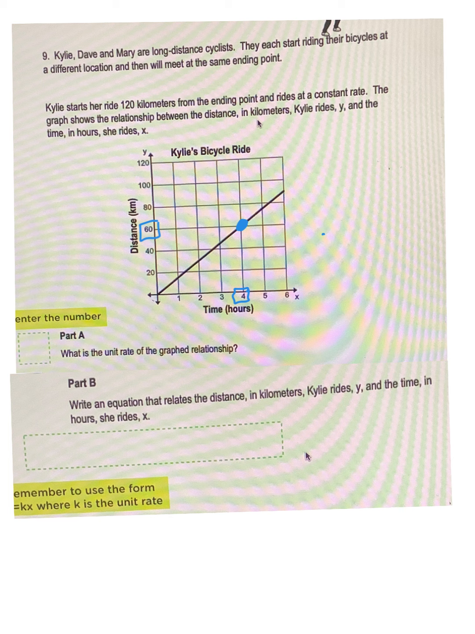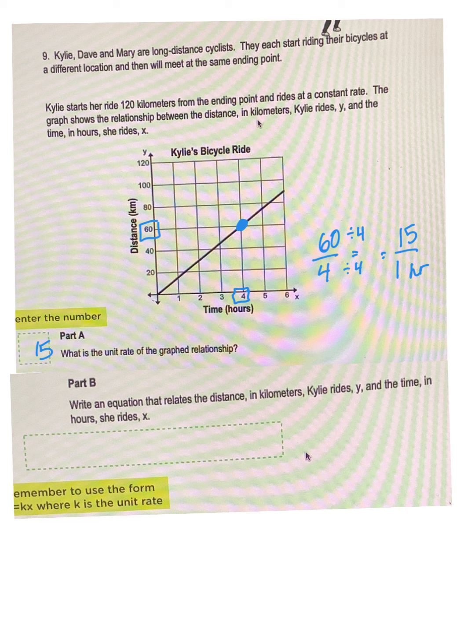So if they're traveling 60 kilometers in 4 hours, all we have to do is divide. If we divide both of these by 4, that's going to give us per 1 hour. And 60 divided by 4 is 15. So part A, the unit rate is 15 kilometers per hour.